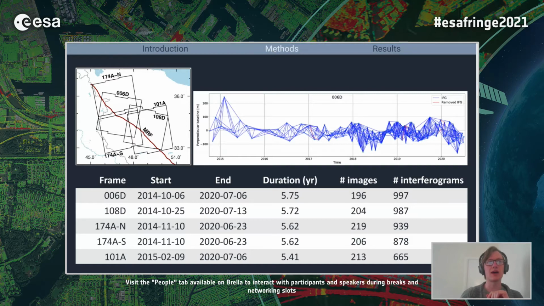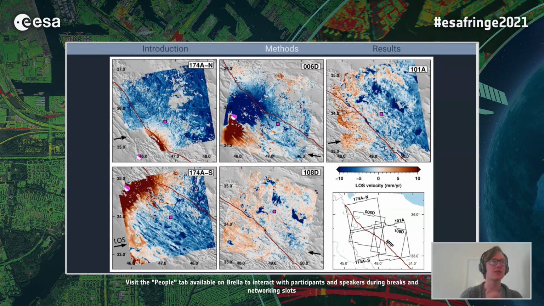So once we've got this, we get our line of sight velocity maps. The line of sight arrow is in the bottom left or bottom right corner of each image. And red is towards the satellite, blue is away from the satellite. And sort of 2 main signals probably jump out straight away.